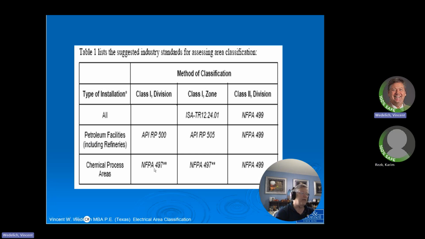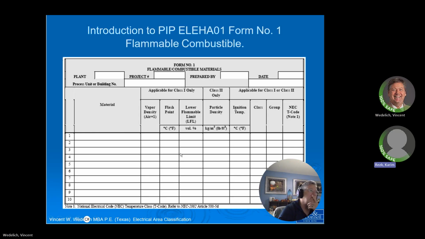Because in my opinion, NFPA 497 is bigger areas, right? More conservative. If I have a class 1 zone area, then I can use this ISA TR 12.24.01. I can use the API RP 505, and I can use NFPA 497. If I've got a class 2 division system, which is what 2 is? Dust. Then I'm going to follow NFPA 499. Okay. So the objective here is to fill this sheet out, right?